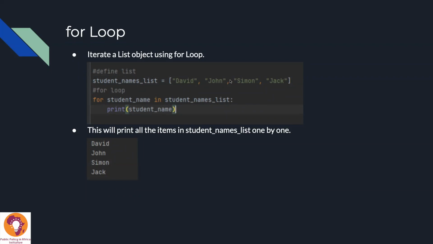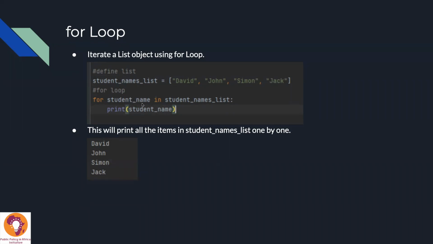And then the third iteration of the loop, we're going to be grabbing Simon, and Simon's what is temporarily assigned to student name. Since we're printing student name, we'll see Simon printed out here. And then finally on the last iteration of the loop, we'll grab Jack. Jack is what's going to be stored in the student name, and Jack will be printed out to the console.